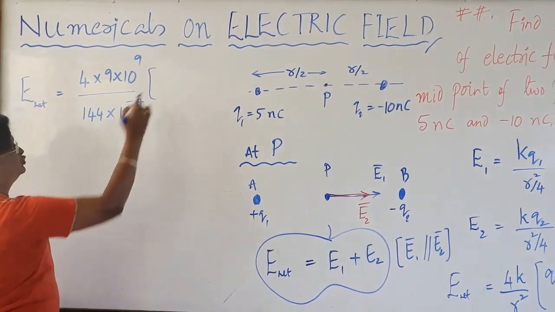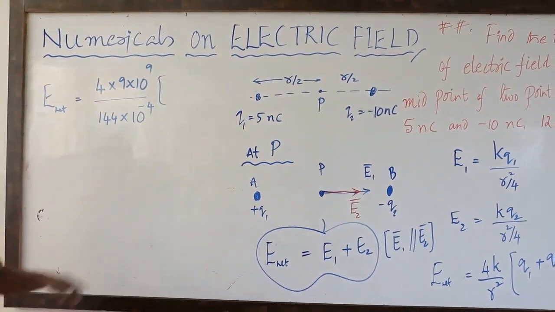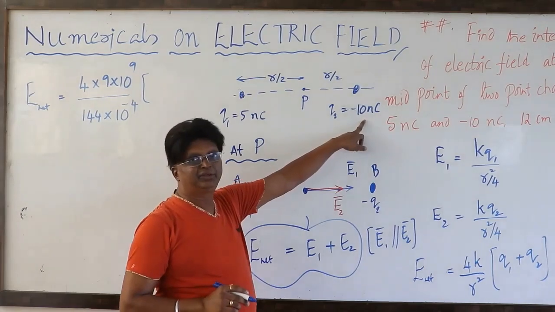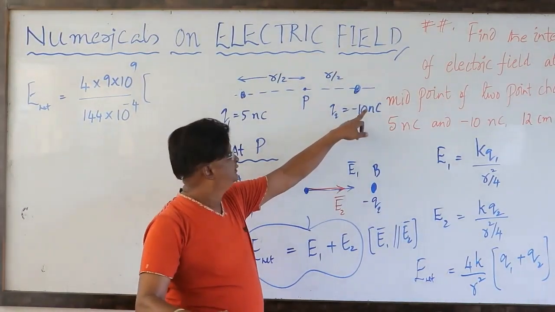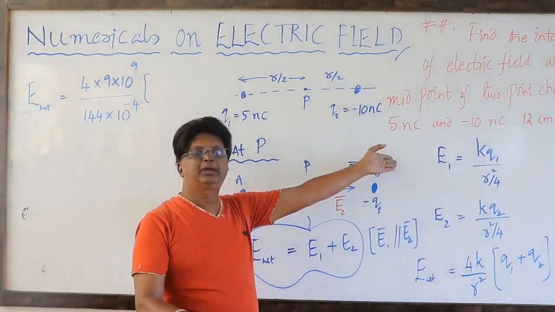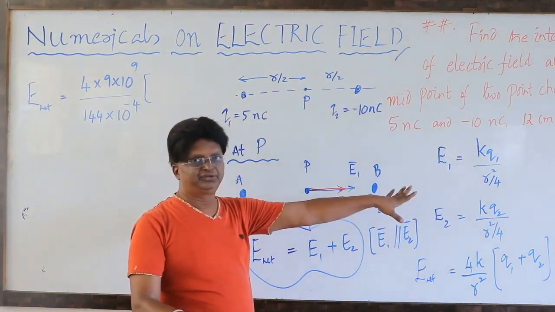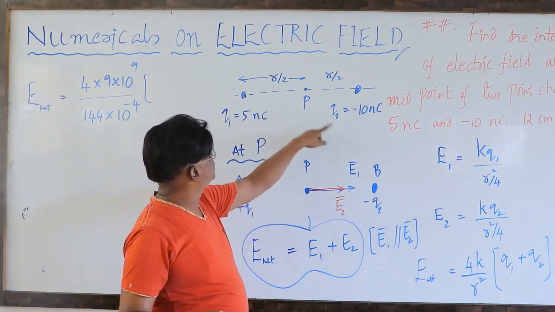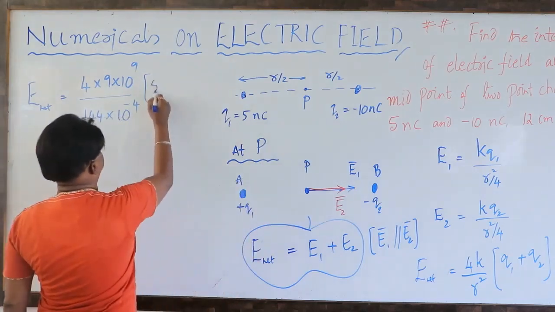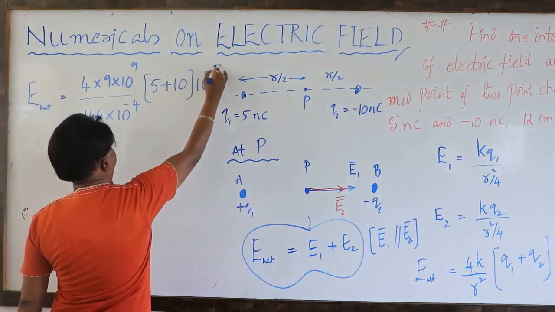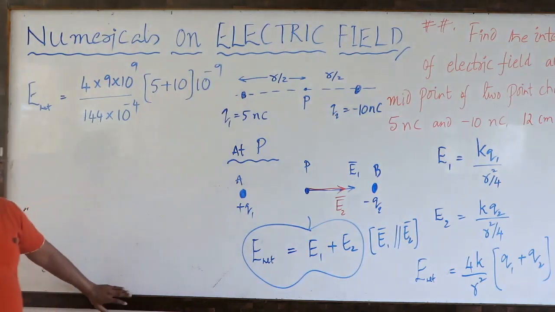And then you have Q1 plus Q2. Substitution: Q1 is going to be 5 nanocoulomb, Q2 is going to be minus 10 nanocoulomb. One more time, this negative sign will not be carried into the calculation. No additive property, only vector addition we have taken. Therefore, Q1 plus Q2 is 5 plus 10. Both are nano, therefore this is 10 rise minus 9. So that's the final answer.